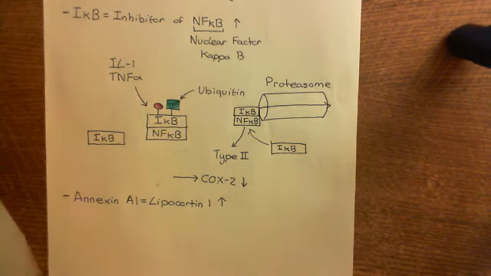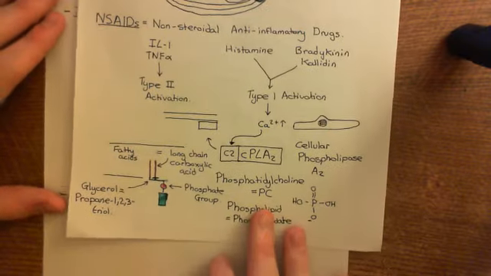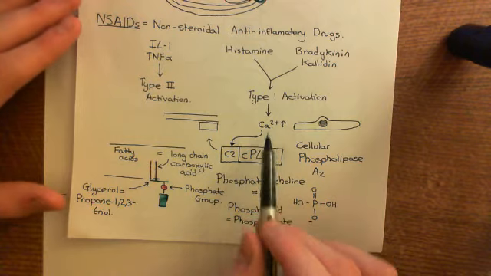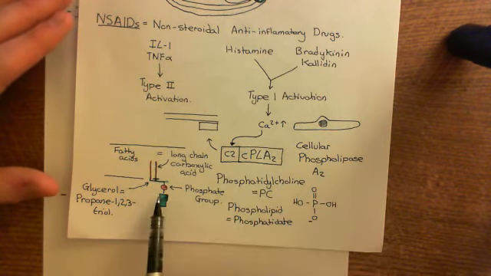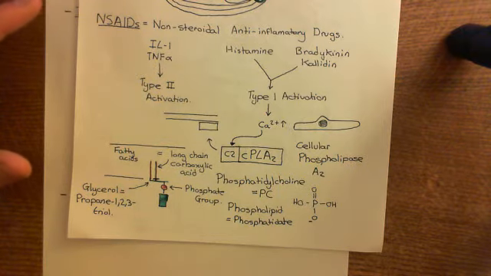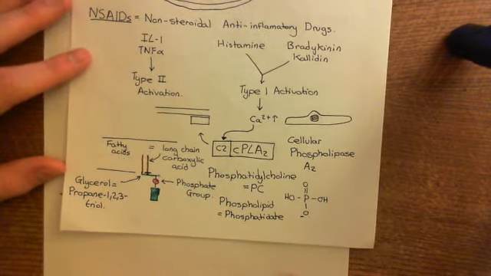When we discussed cyclooxygenase inhibitors, we discussed that in type 1 activated endothelial cells, calcium goes up. This activates the cellular phospholipase A2, which then breaks down phosphatidylcholine into lysophosphatidylcholine and arachidonic acid. And arachidonic acid can then be eventually converted into prostacyclin, which will cause vasodilatation, which is a major component of the inflammatory response.